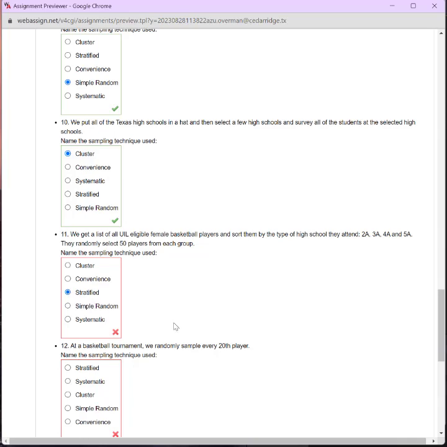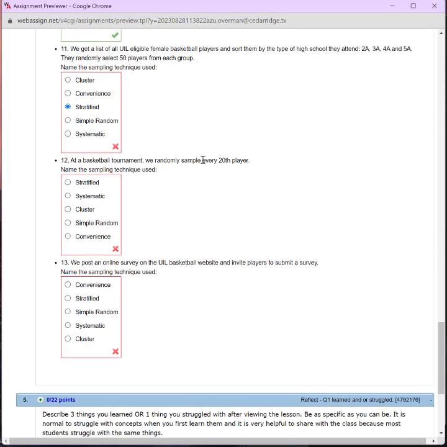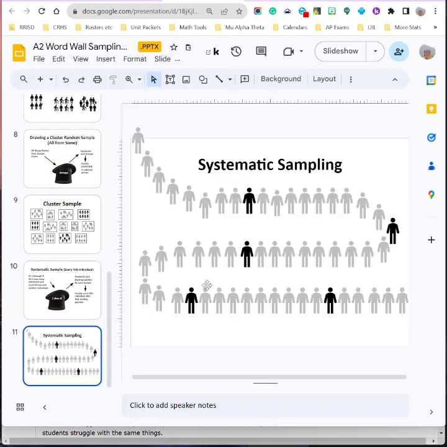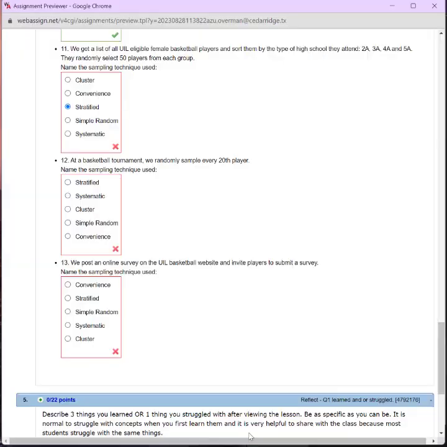And at a basketball tournament, we randomly sample every 20th player. So that one actually is kind of like a line where you're doing every nth. And that is one of the easiest ones. You should get these right, I hope. That's systematic. So when they say every blank player or whatever, that's systematic.